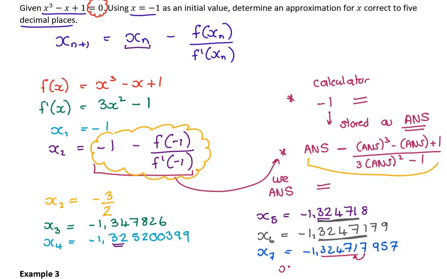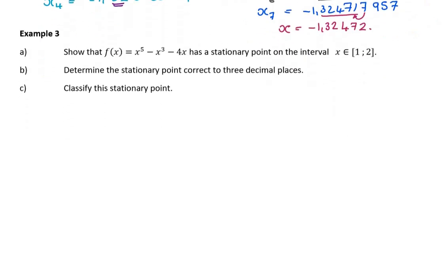So what's the x value in this case? It's minus 1.32472 if I round to 5 decimal places. It's pretty cool. Again, you don't have to show much. You literally just write down the first couple of x's and then you can write down your answer. Cool, let's try another one.